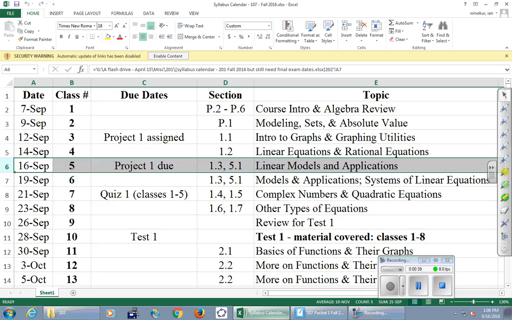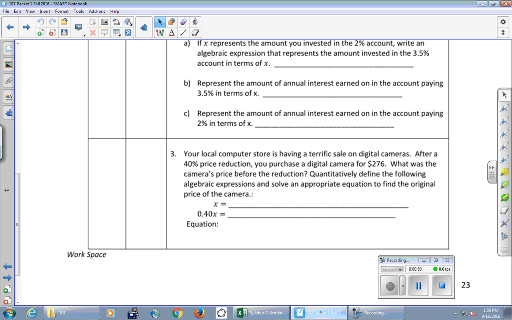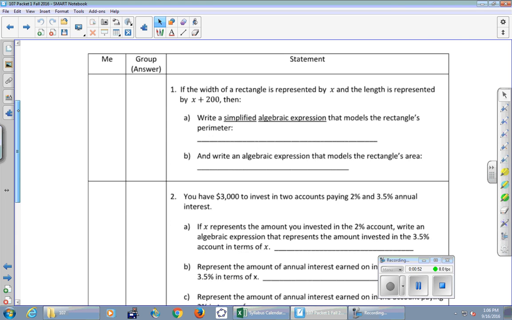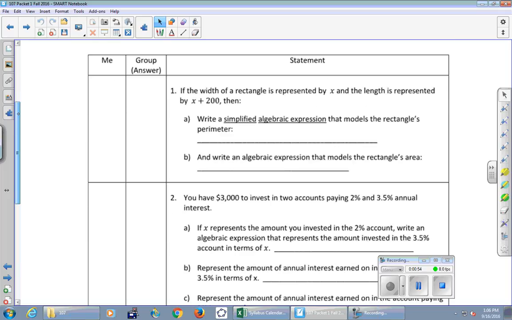Today, we're covering linear models and applications. That is to say, word problems. Any questions on anything on the calendar? Okay. So taking a look at 23, let's just run through some of these real quick. Get some answers in here.